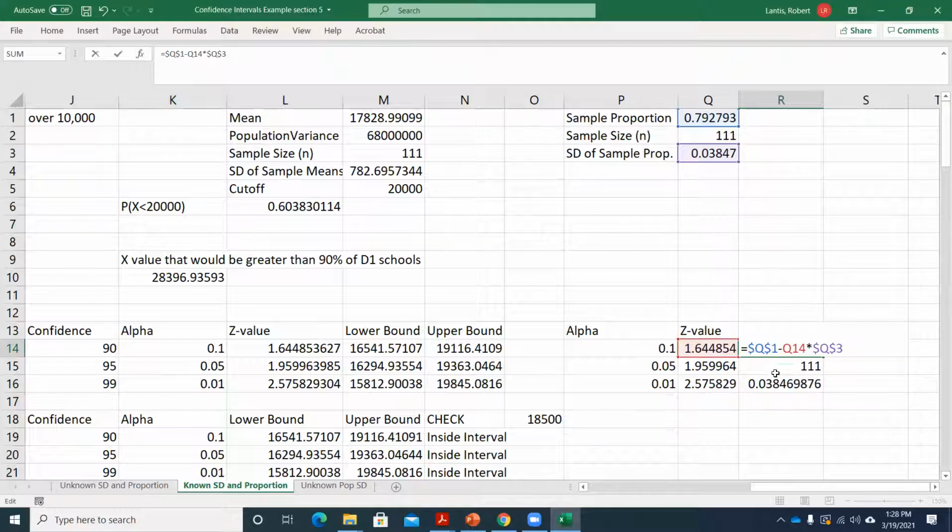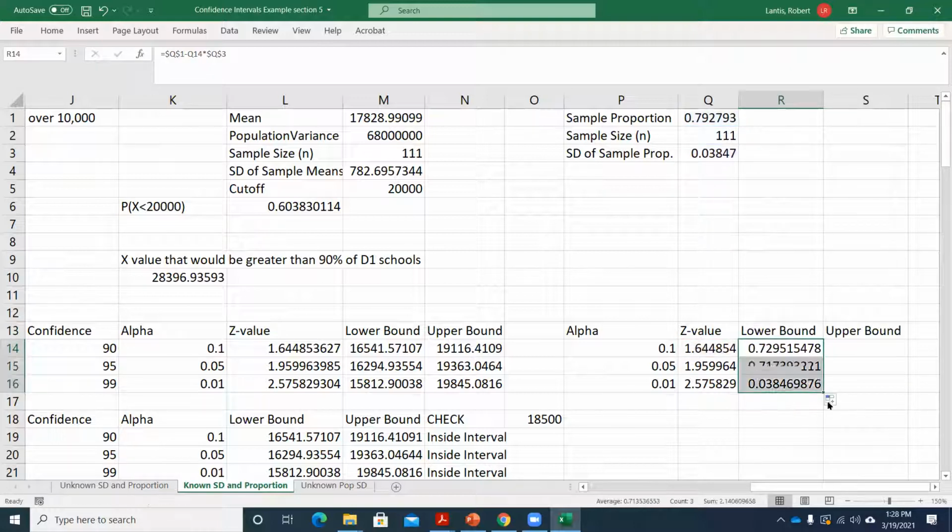So now when I copy this down for the 95 and the 99% confidence level, it'll still be using the sample proportion and the standard deviation of my sample proportion. It's just going to update the z-value. Because at higher levels of confidence, I need to go out a further number of standard deviations. Okay? So now when I copy it down, this looks a little bit more reasonable.